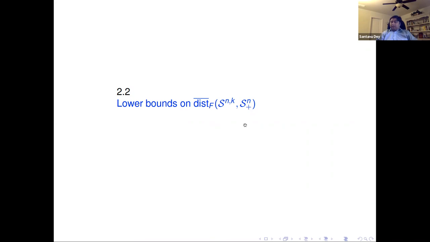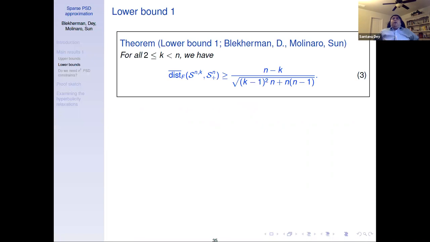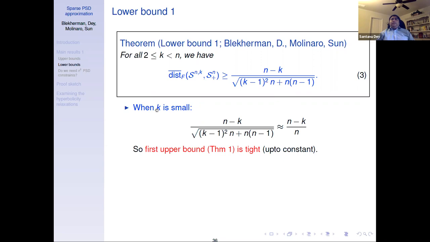So let's look at some lower bounds that we have. The first lower bound is this, which comes from one particular family of matrices. Again, this formula is a little bit complicated to parse through, so let's work through it slowly. If you take k to be very small, and you examine the denominator here, this k squared becomes really small, and so you can drop the first term. And so really what you're left with is an n squared term, and there's a square root, so what you're left with is n minus k over n. So basically it says if k is small, then the first upper bound that we had from theorem one earlier, which said that the upper bound was essentially n minus k over n, is really tight up to some constants.